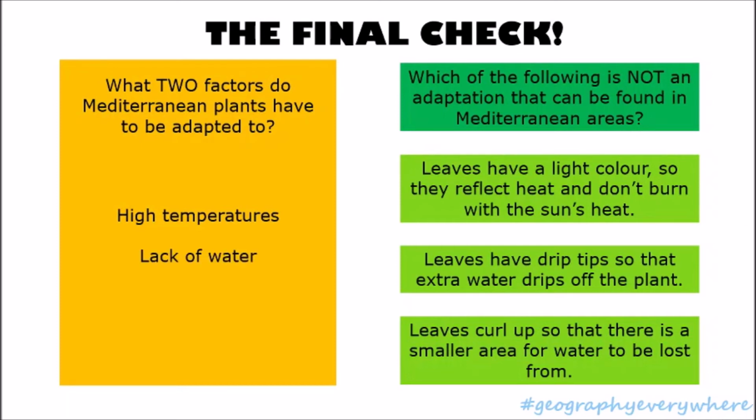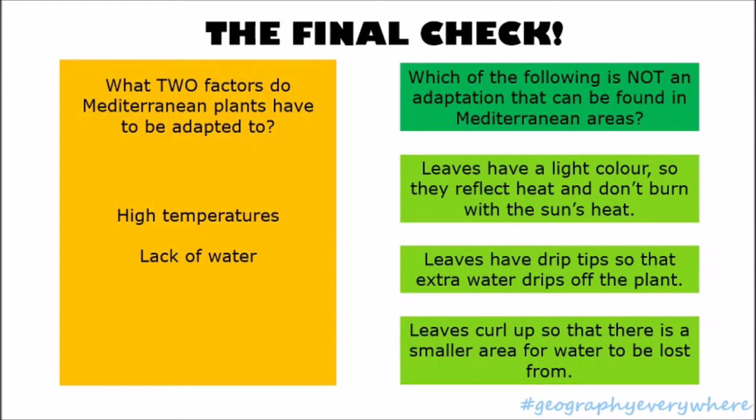So any plant in the Mediterranean needs to have certain adaptations to be able to deal with the high temperatures and the lack of water and rain that we have in Mediterranean countries. The second question, which of the following is not an adaptation that can be found in Mediterranean areas?